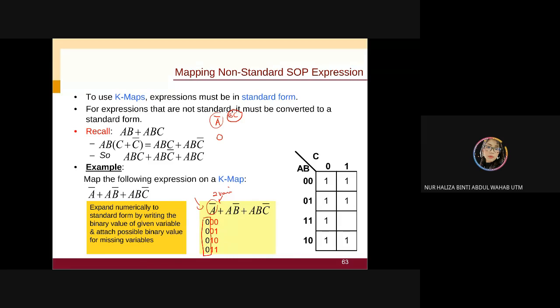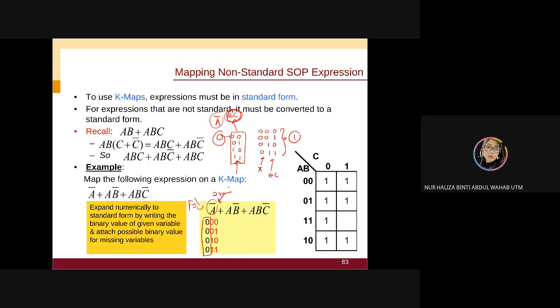So what are the possible inputs for B and C? It's going to be 0, 0, 0, 1, 1, 0, 1, 1. This is the possible input for BC. That's why you will get 0, 0, 0, 0, 0, 1, 0, 1, 0, 0, 1, 1. A bar is fixed over here, and this is the possibility for your BC. So all of these will be getting 1 for your output F.